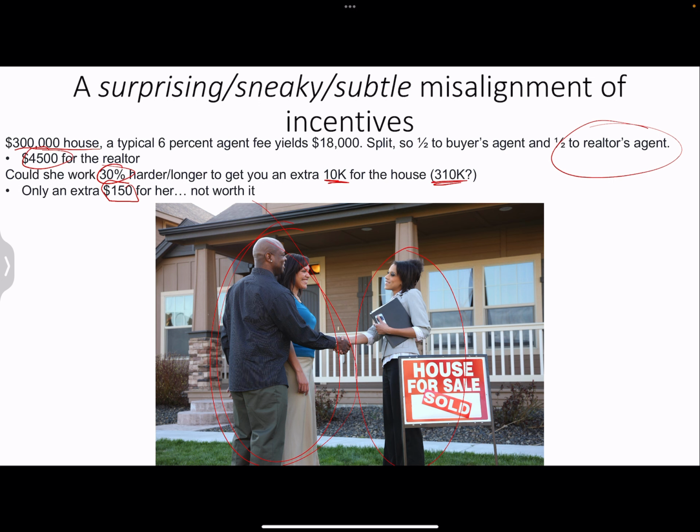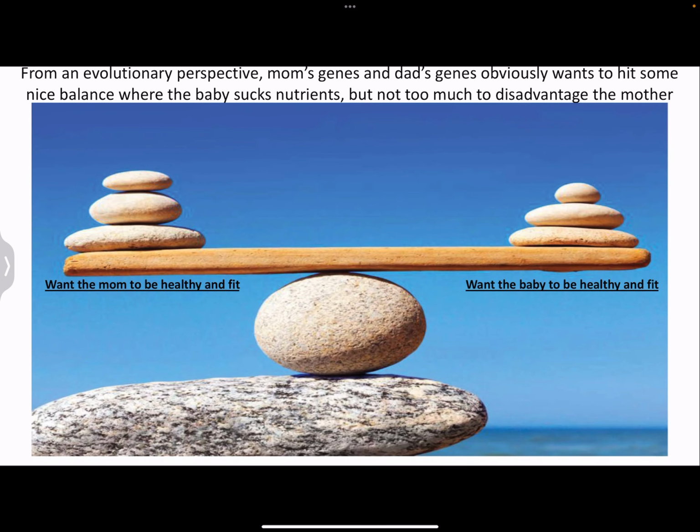So why am I telling this silly story? Because it kind of explains imprinting and the mom and dad's genes. They both want the baby to be as healthy as possible, right? They both want it to be healthy and fit. They want the mom to be healthy and fit because she's going to help her other children, and they both want the baby to be healthy and fit. So it seems just like the realtor and the people selling the house, there's an alignment of incentives.